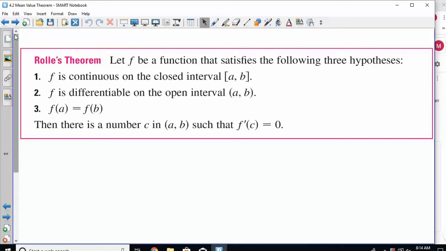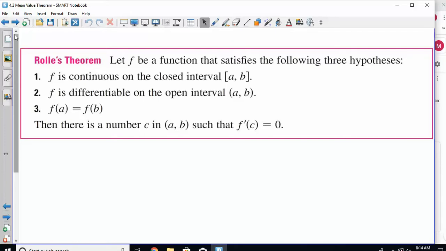It says, let f be a function that satisfies the following three hypotheses. So first thing, on any problem that we use Rolle's theorem, you have to make sure that it is actually a problem where you can use Rolle's theorem. So the first thing, you are going to have to know these hypotheses. You have to know when this actually works.